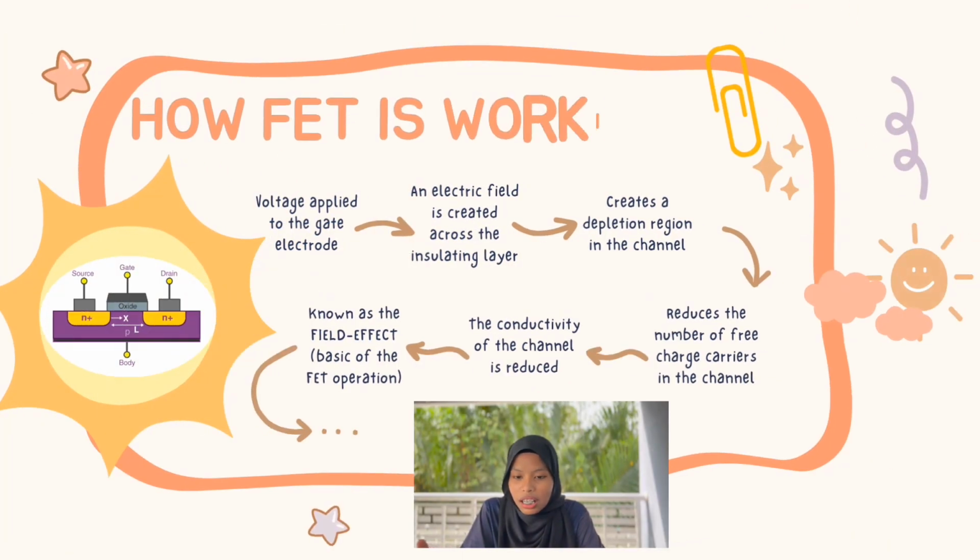How is field effect transistor working? Let me tell you guys. When a voltage is applied to the gate electrode, an electric field is created across the insulating layer, which in turn creates a depletion region in the channel. The depletion region reduces the number of free charge carriers in the channel, and thus the conductivity of the channel is reduced. This effect is known as the field effect, and it is the basis of the FET operation.